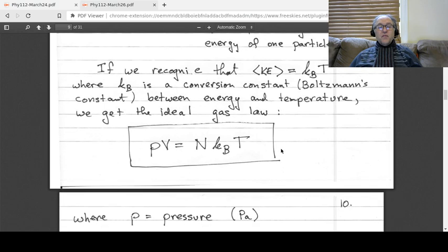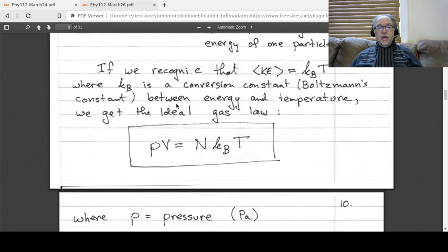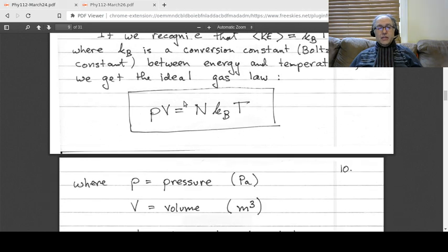And so if you make use of the fact that the average kinetic energy is equal to 3/2 k Boltzmann times T, and you plug that into the previous formula, you get, ta-da, the ideal gas law. Okay, but the ideal gas law in this second form. All right, so what is it? Now we can look at it in detail.